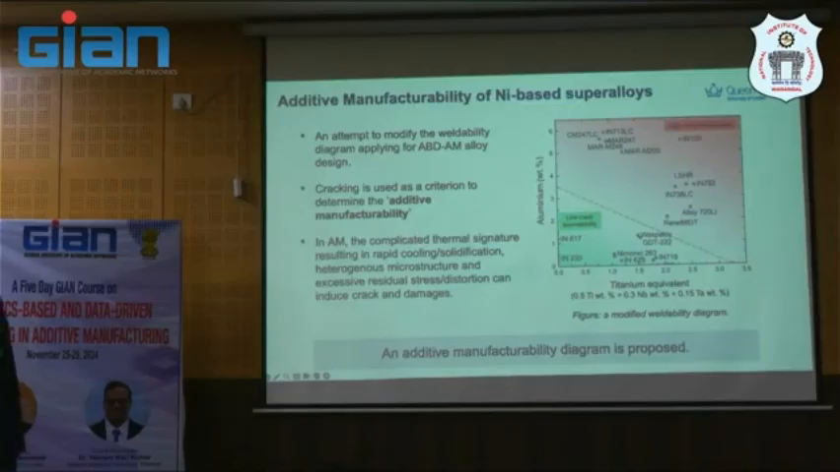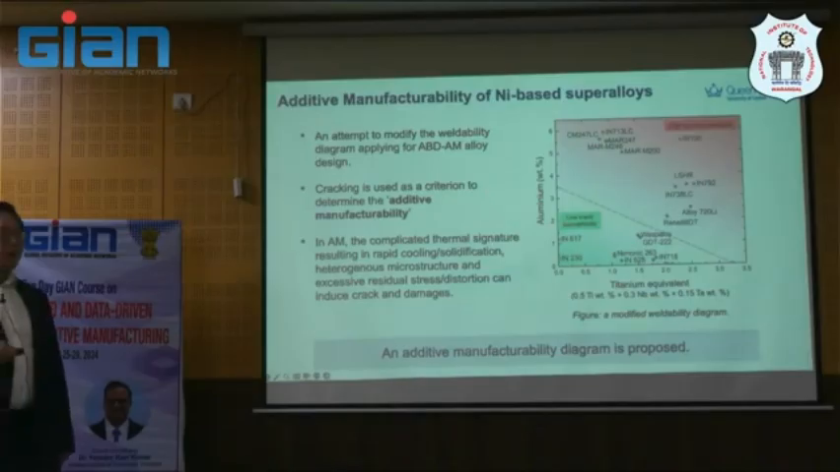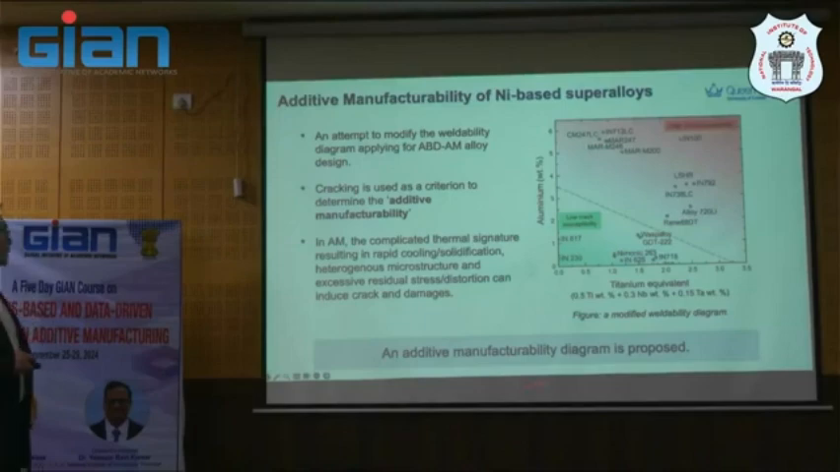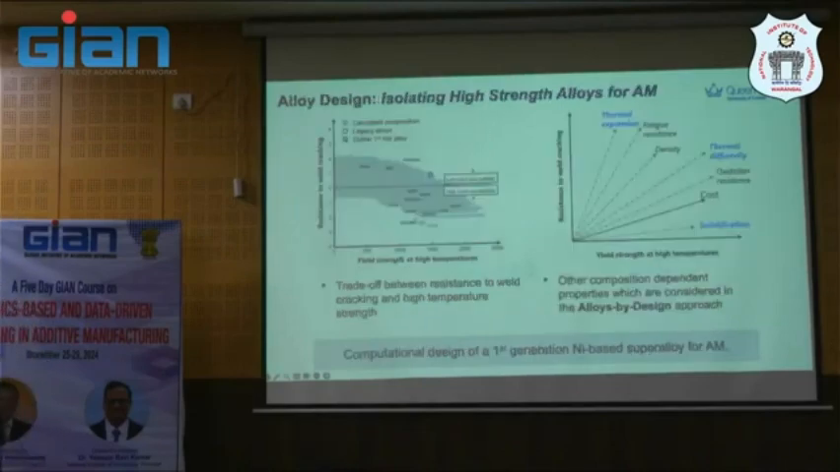Actually, we could not incorporate thermal signature into the process at that time, but we use these indices that I showed you yesterday to take into account that the crack will define the manufacturability of the process, and this diagram has been proposed. You can find it in the paper as well if you want. And that means we can isolate high strength alloy for AM.